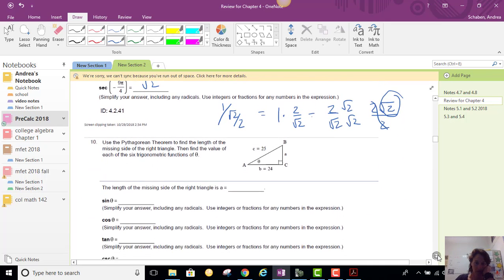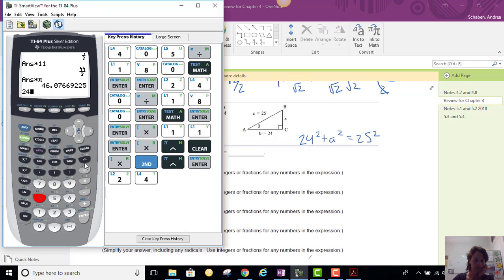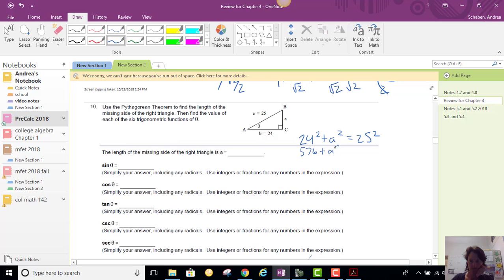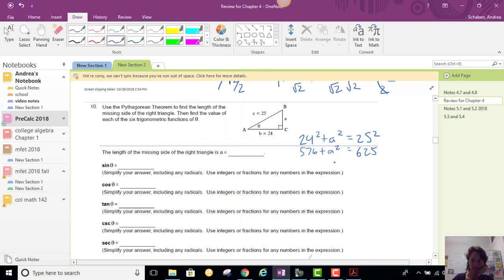Okay, most of these I think are pretty easy once you get to the pattern of them. So first we want to find the missing side length A. So we're going to use the Pythagorean theorem to do that. So 625 and 576. Now we'll subtract those and take the square root of it. So we'll fill that in as a 7.